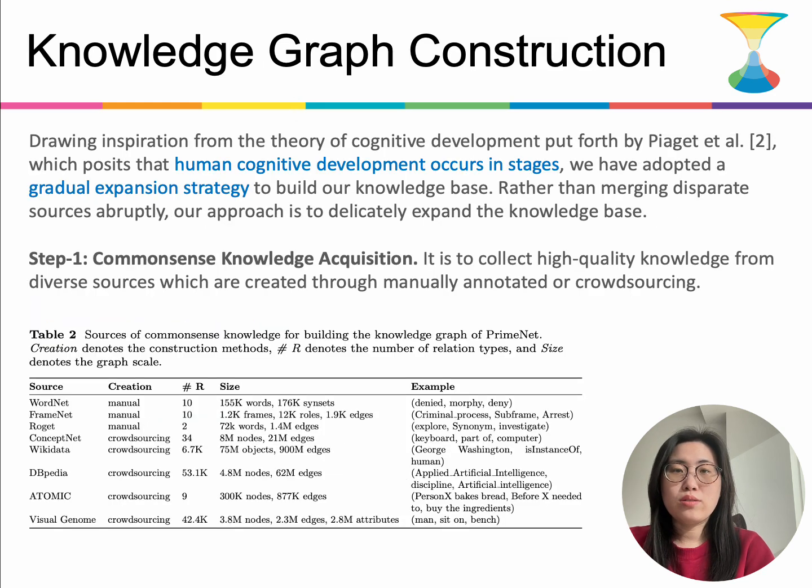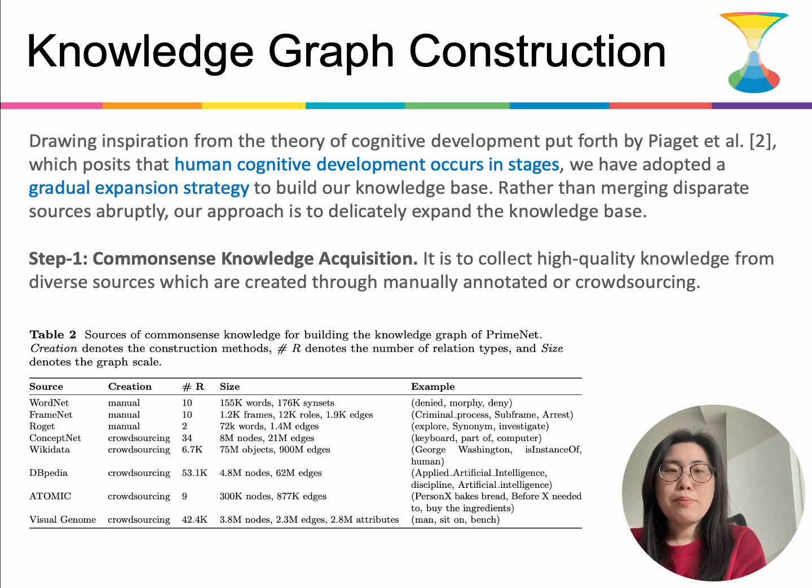Then we will introduce the knowledge graph construction. This is a challenging step for building a huge commonsense knowledge base, as it involves a vast amount of facts expressed in different forms. According to the theory of cognitive development, human cognitive development occurs in stages. This inspired us to design a gradual expansion strategy to build our knowledge base, instead of directly merging diverse sources.